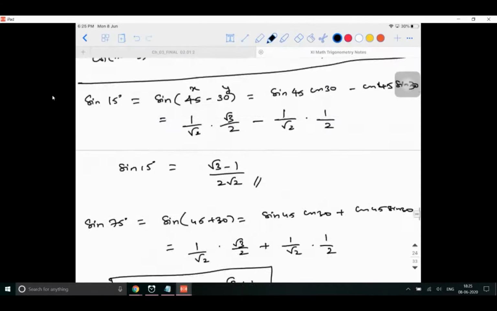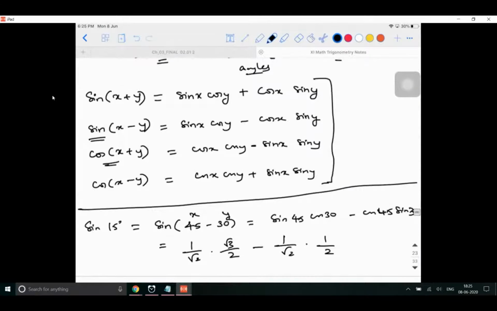Remember, these are the four formulae you're supposed to memorize. Wherever sine of sum or difference of angles is coming, it is sine into cos plus cos into sine. Sine cos cos sine, that is the formula. Similarly, sine x minus y is sine cos cos sine. When you do cos of x plus y, you get cos into cos minus sine into sine. When you have cos of x minus y, it is going to be cos into cos plus sine into sine.